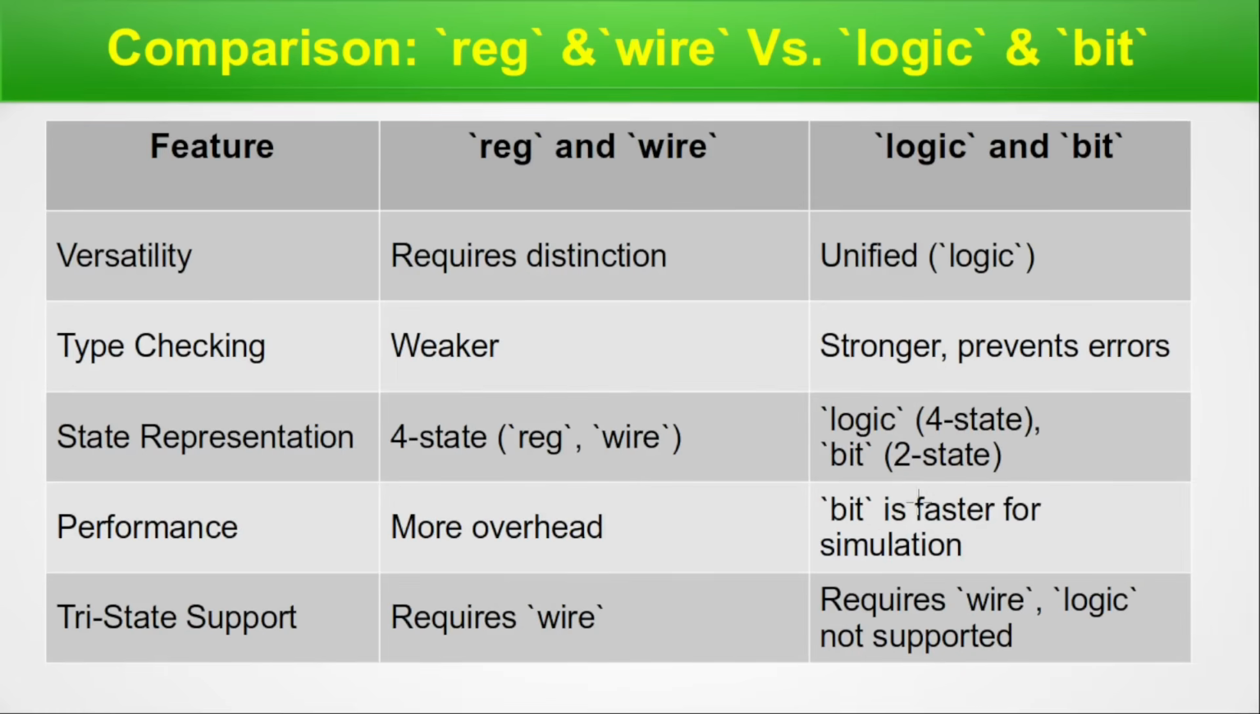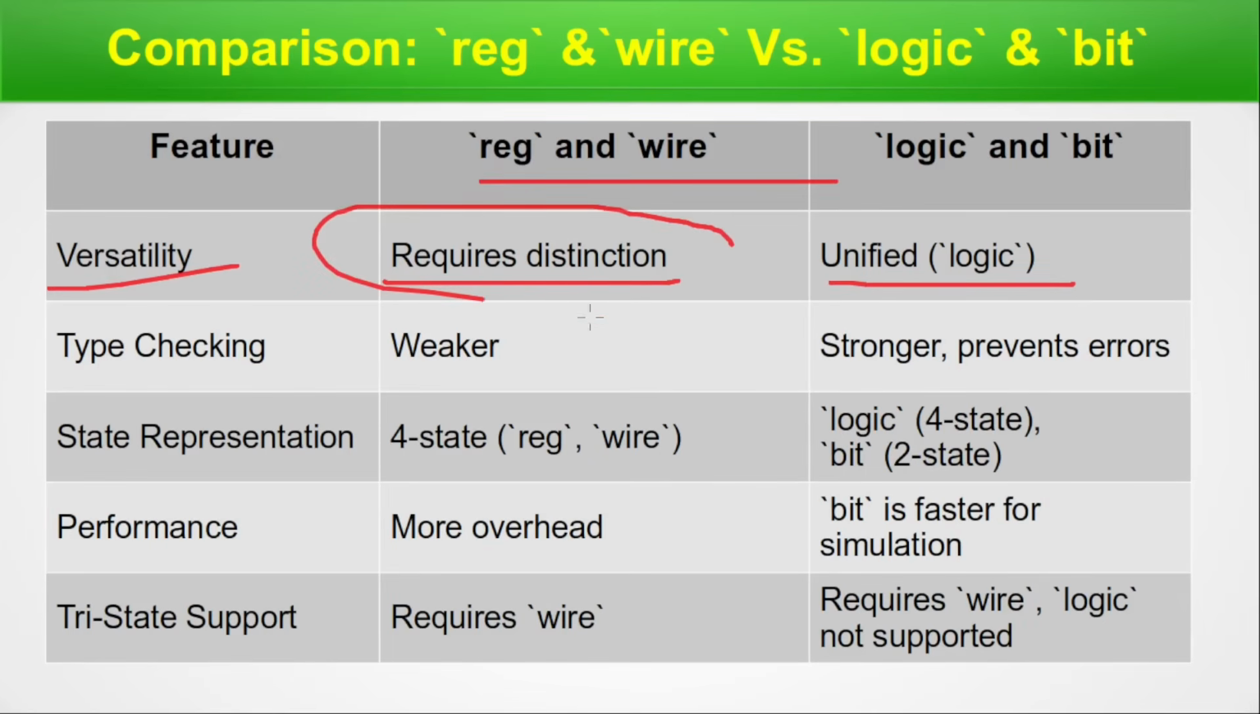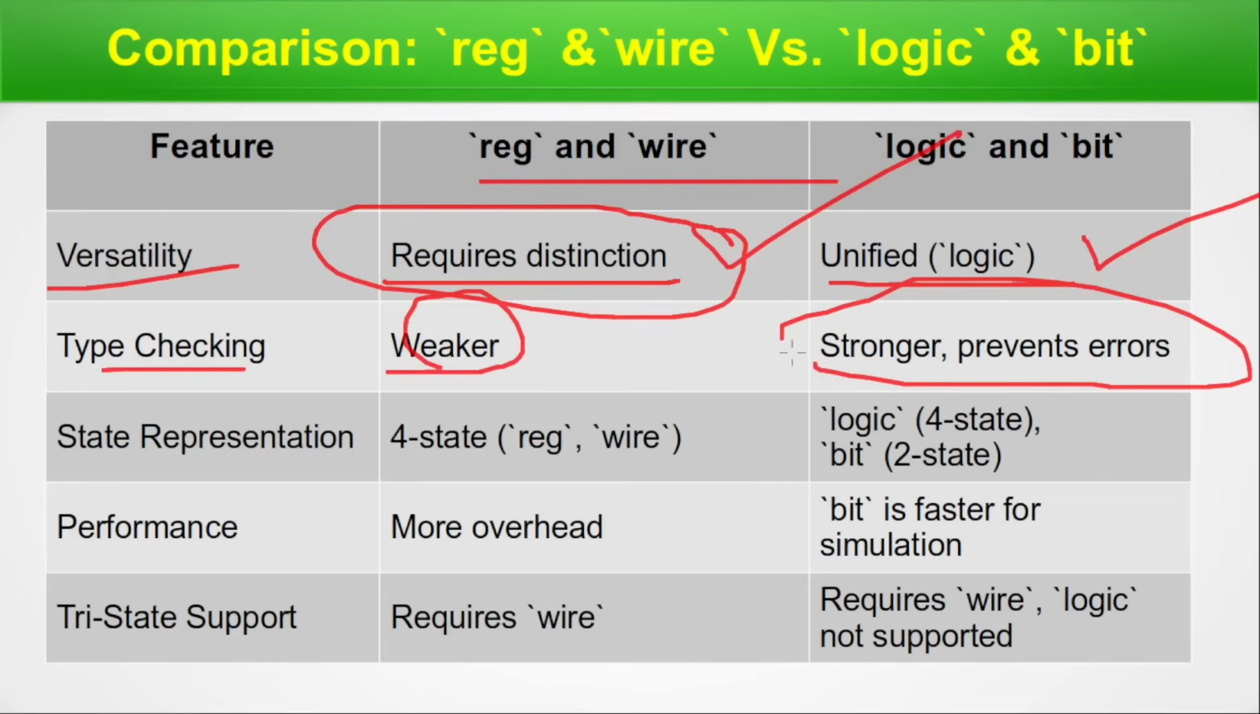Now comes the comparison table. Reg and wire, in point of versatility, require a distinction, and this is unified. So this distinction is an overhead to your brain as a coder, and here this overhead is gone. Your mind is relaxed. You are more flexible in coding. Type checking, this is weaker and this is stronger, so as to prevent errors. This is done internally, right?